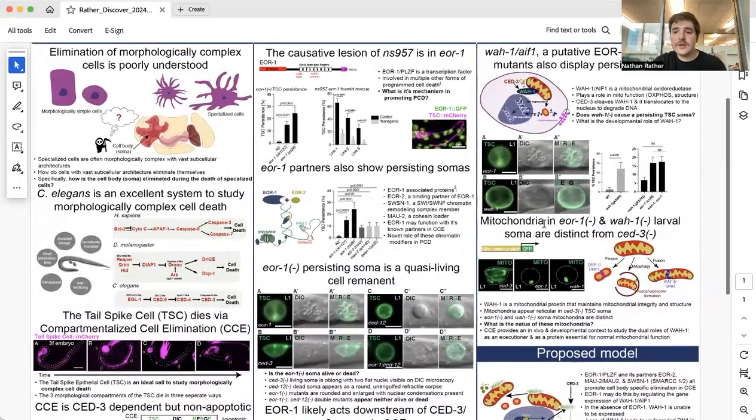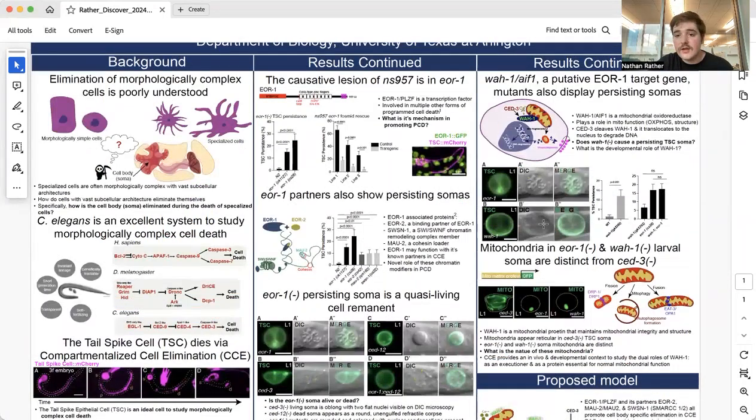We wanted to know what gene EOR-1 could be influencing the expression of, given that it's a transcription factor, so it modifies gene expression. We looked at a list of EOR-1 genetic targets, and one gene stood out to us called WAH-1. WAH-1 is a mitochondrial protein that's important for mitochondrial function, and upon activation by CED-3 caspase, it translocates to the nucleus to degrade DNA.